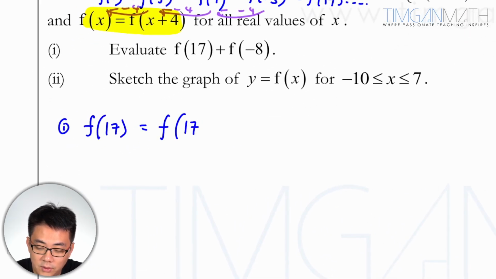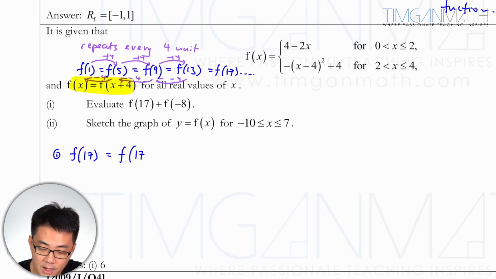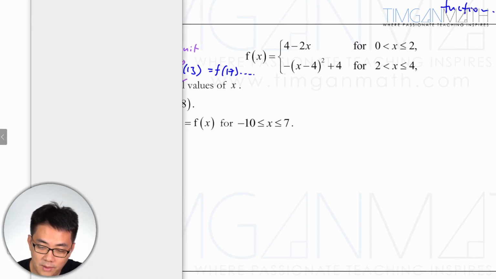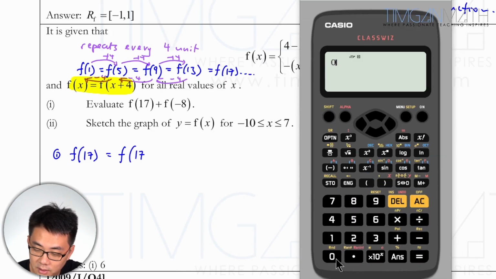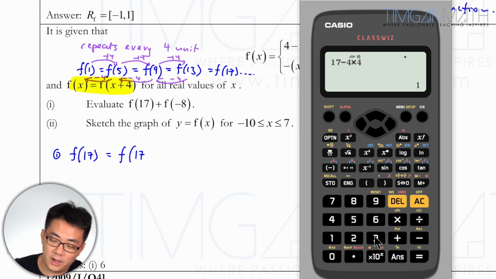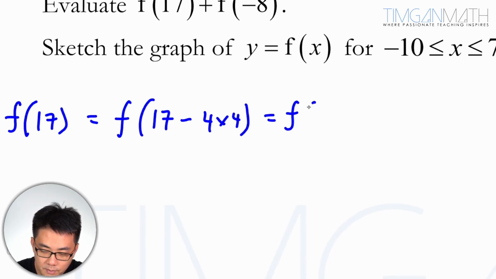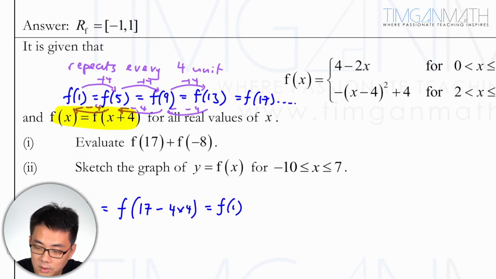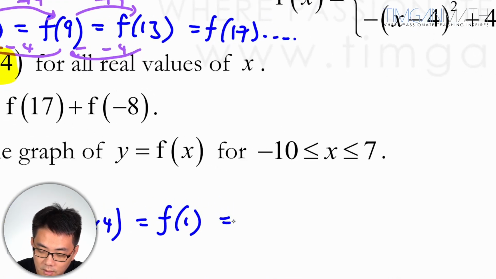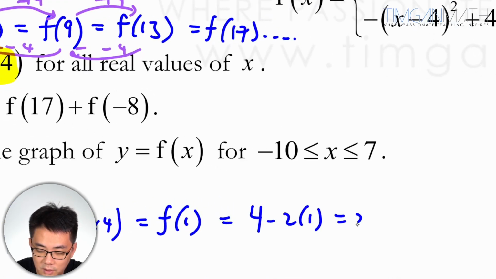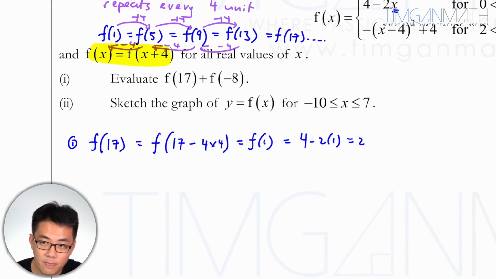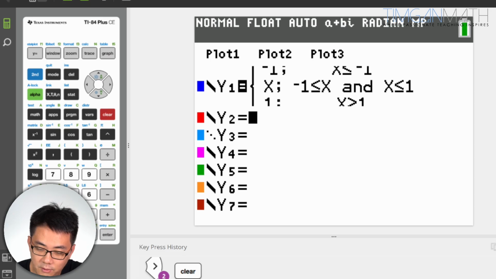So in other words, I'm going to take f(17) and keep minusing 4 until I get within the range. So 4 times 4 is 16, a multiple of 4, so f(1). If it is f(1), then it will be 4 minus 2 times 1, which is actually 2. Keep minusing 4.